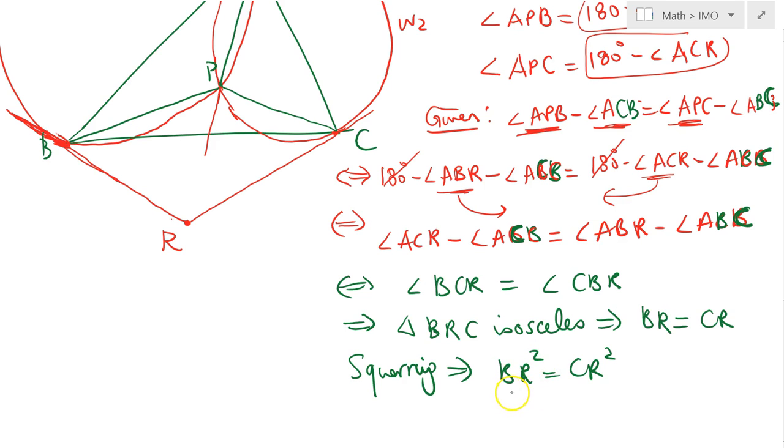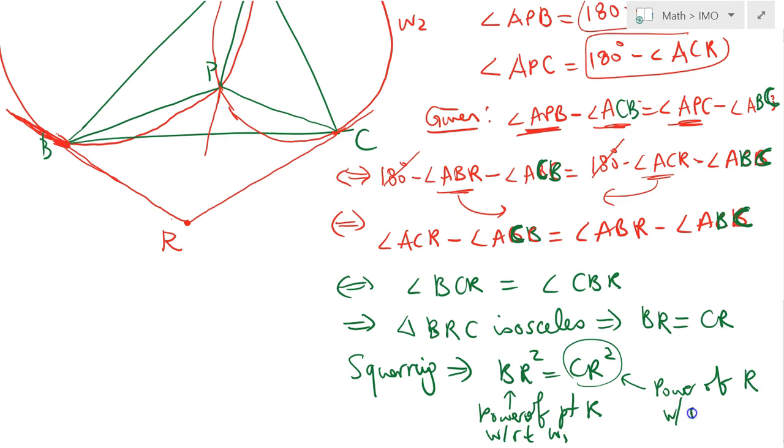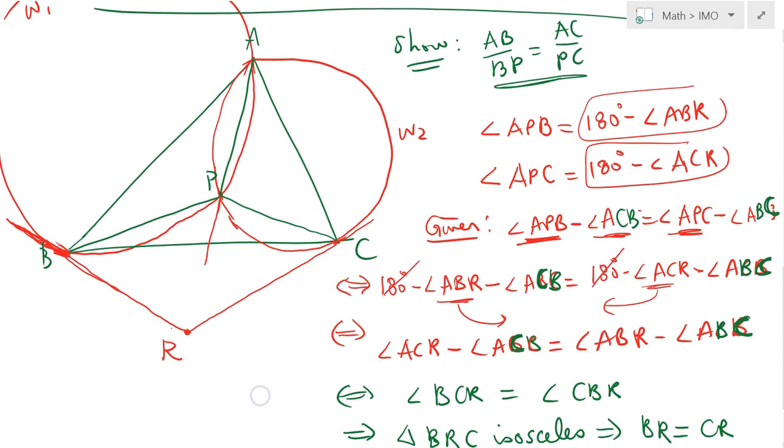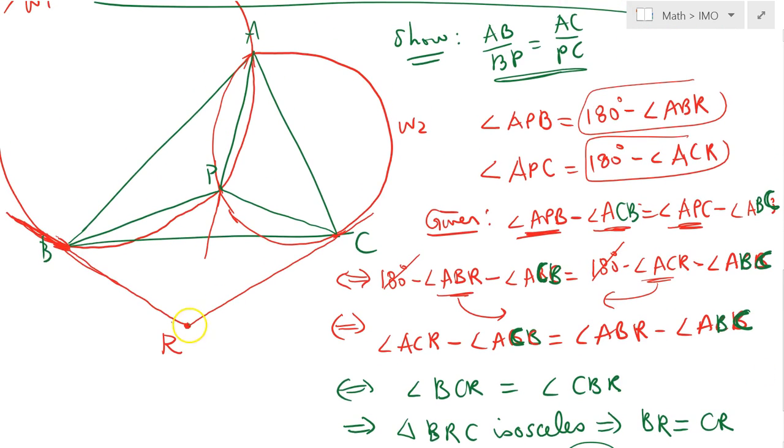But BR square is just the power of point R with respect to circle omega 1, and the right hand side is just the power of the point R with respect to omega 2. As a result, R has equal powers with respect to both of these circles, so it must lie on the radical axis of these circles, but the radical axis of these circles is the line AP, so these 3 points will meet at the point R. And now I can conclude very easily to achieve this result.